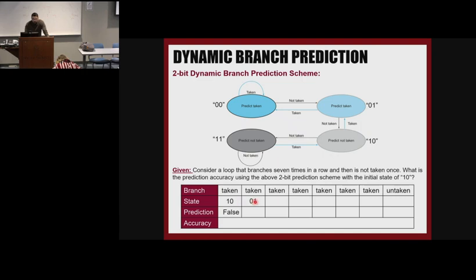Okay? So 0, 1, the prediction is take the branch. It's the correct prediction. What would be the next state? 0, 0. Take the branch. And we are stuck at making correct prediction until the very last step. The very last step, prediction is take the branch. You already know this. The correct one is we shouldn't take the branch, so it's a false prediction. The accuracy would be 6 divided by 8 is 75%.